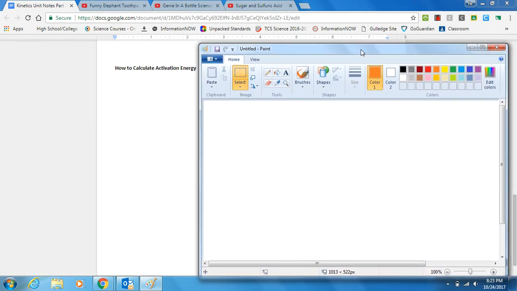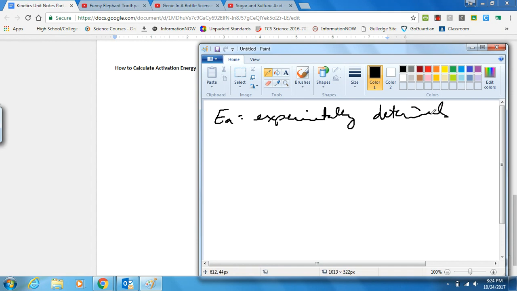So activation energy, we've talked about how to figure out if something's higher than the other and all that good stuff. But how in the world do we actually calculate it? Well, activation energy, I'm going to say that it's E sub A. It has to be experimentally determined. Don't you love my handwriting here? Boom. That says experimentally determined in case you can't decipher it.